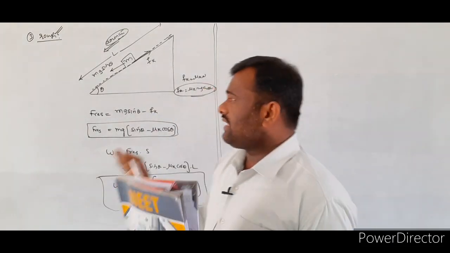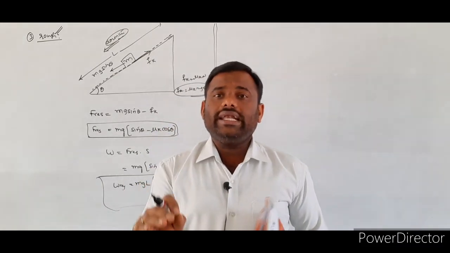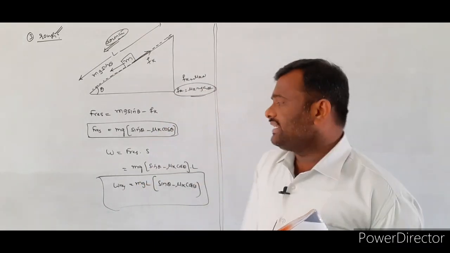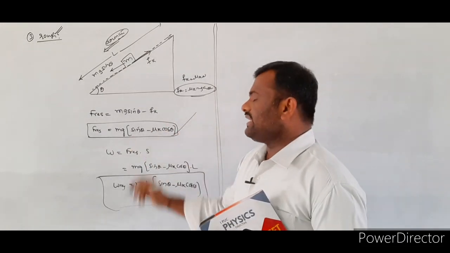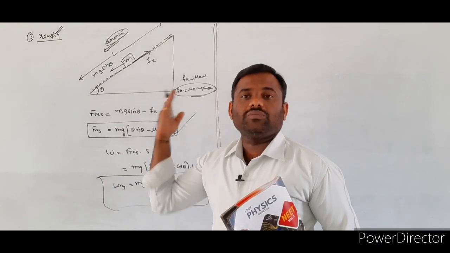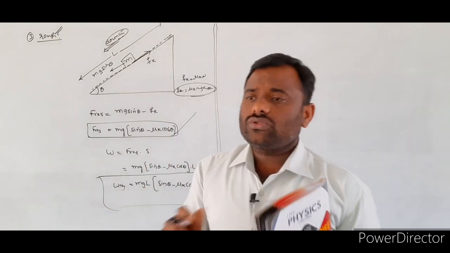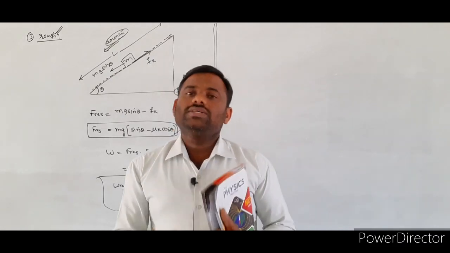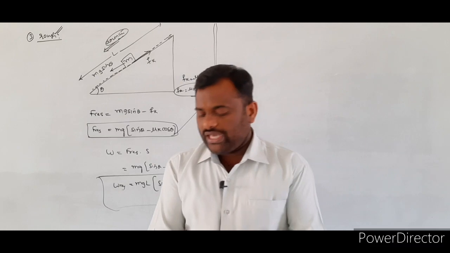So whatever the case they mention, first we have to calculate the resultant force acting on the block. If it is moving in the downward direction, it is mg into sin theta minus mu k cos theta. If it is moving in the upward direction, it is mg into sin theta plus mu k cos theta. So we have to consider the situation and first calculate the resultant force. Okay, next.